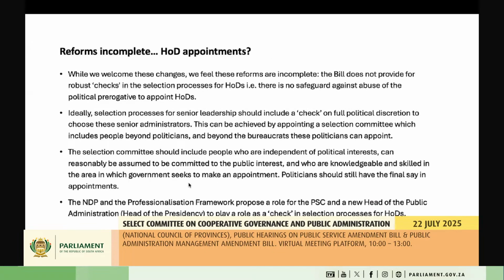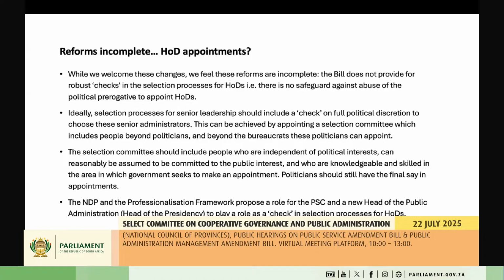We support the bill and we would like to see it passed, but we do think that the bill is in some senses incomplete, that it hasn't captured the full range of reforms we would like to see. Our sense is this is because the bill makes no mention, and perhaps there will be regulations that will address this at a later stage, but at the moment, the bill makes no mention of any kinds of safeguards for the appointment processes for HODs themselves. There's still no kind of check on full political discretion with regards to selection committees for HODs.